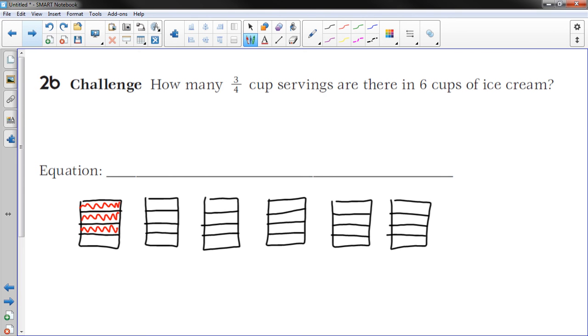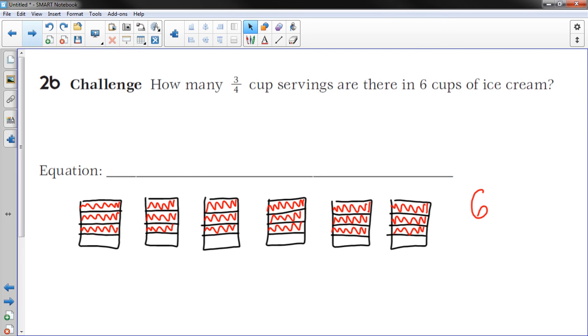Well, there's one. Put a tally right there. 1. There's 2. There's 3. So you can see I'm going to have at least 6, right? 4, 5, and 6. So I don't know if I need my tally chart because there's at least 6 because there's 3/4 in every cup. So I erase that. So I have 6 right now.